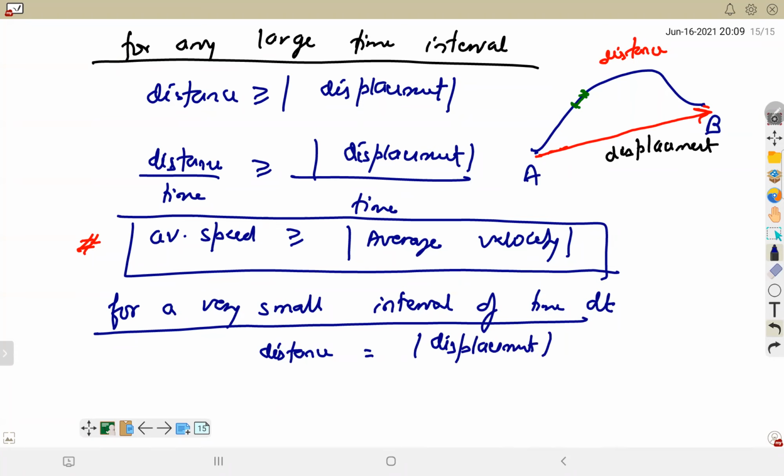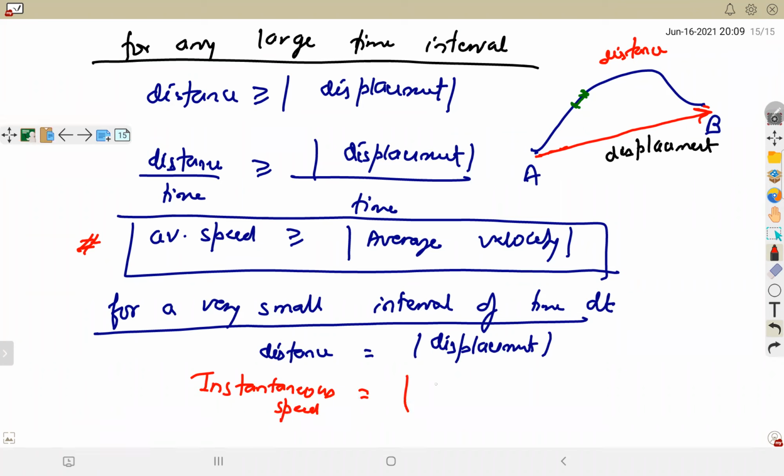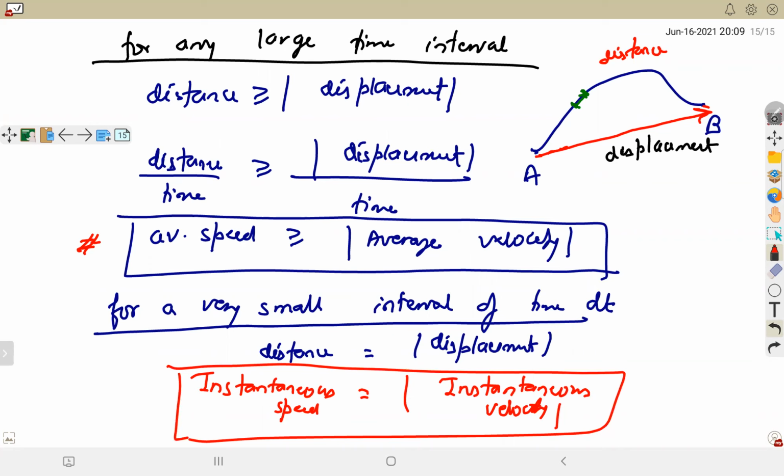इसको दोनों तरफ टाइम से डिवाइड कर देंगे, then it will become instantaneous speed. Average speed will be greater than or equal to average velocity, but instantaneous speed is always equal to the magnitude of instantaneous velocity. Reason is clear, because for such a very small time interval, it is not going to change its direction. And that is why it is always positive, because it is just representing the magnitude of a vector, the modulus of a vector.